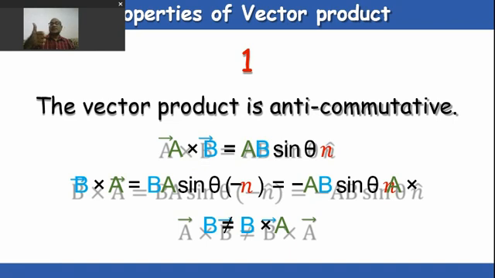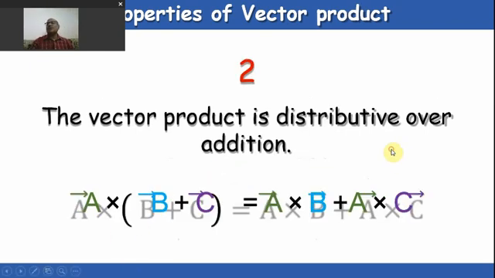Because in that case, if we are saying that A cross B, the direction is A moving towards B, and the direction is upward. But when we are saying that B cross A, the direction will be from B towards A, the opposite, so it will be downwards. So B cross A is downwards. So A cross B can never be equal to B cross A.